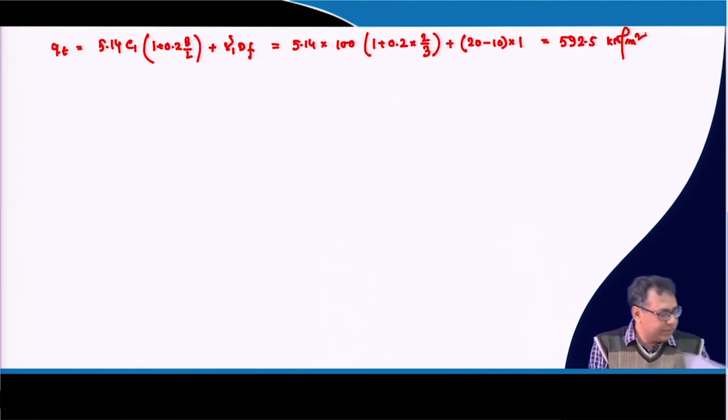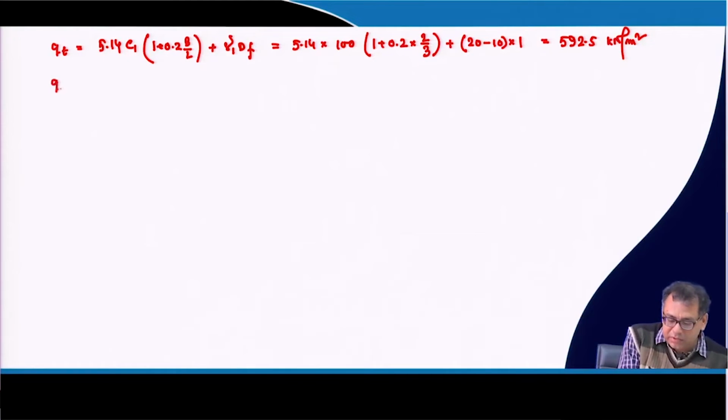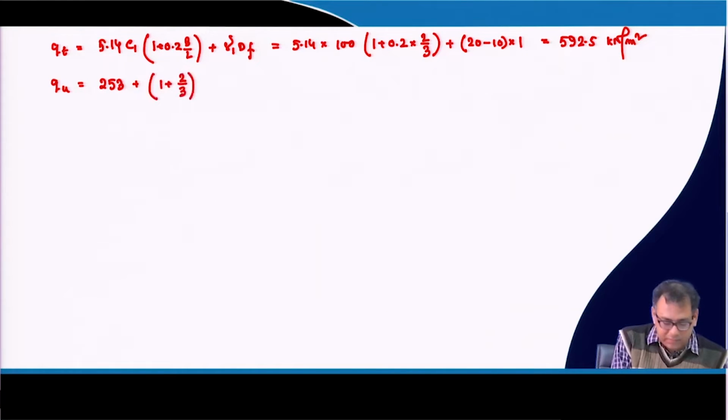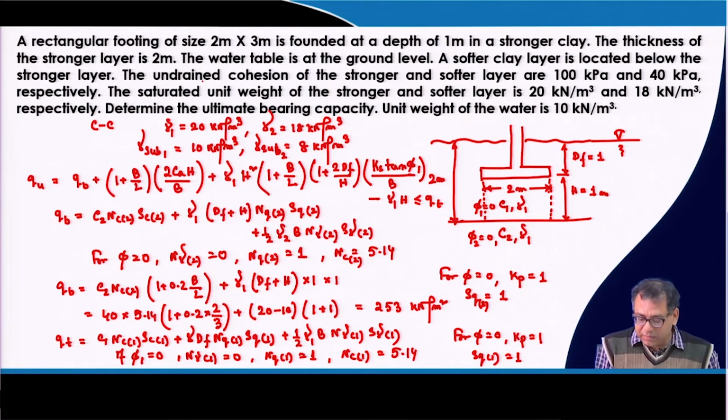So, now I can put this value in my original equation, QB. So, QU is QB, and QB is 253. Okay. Now, this is 1 plus 2 by 3. Okay, 1 plus 2 by 3.